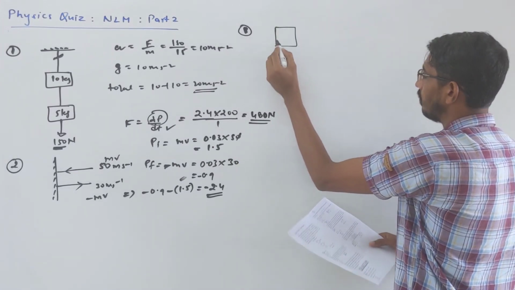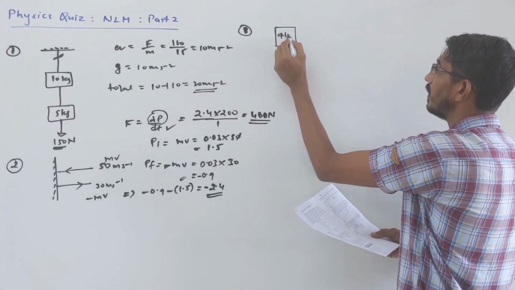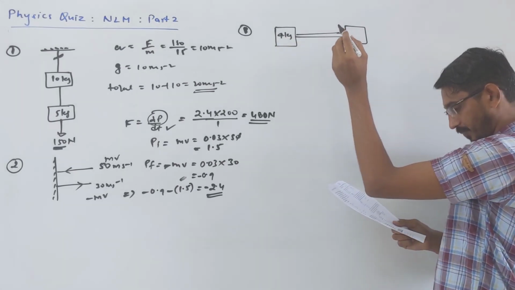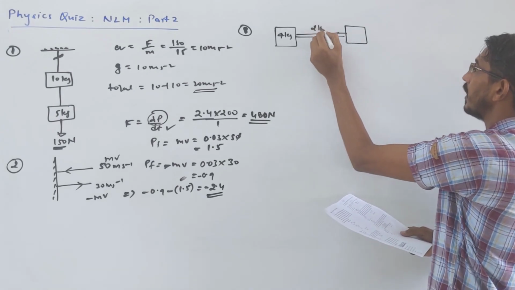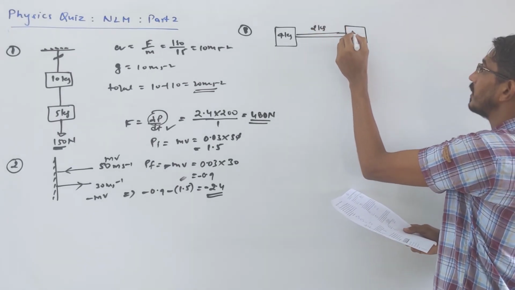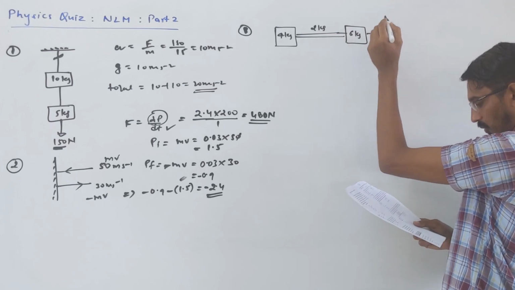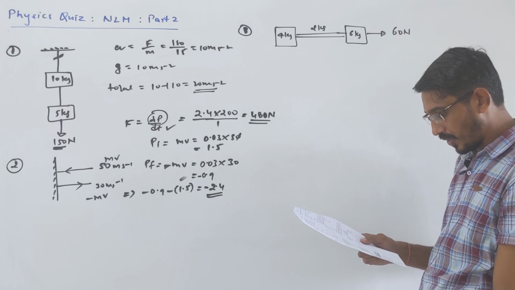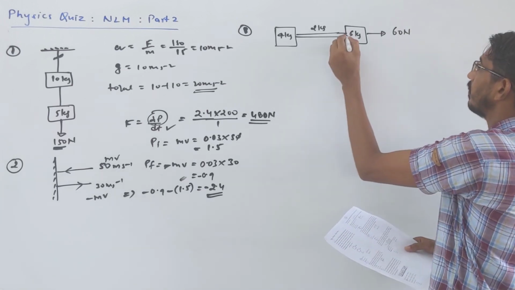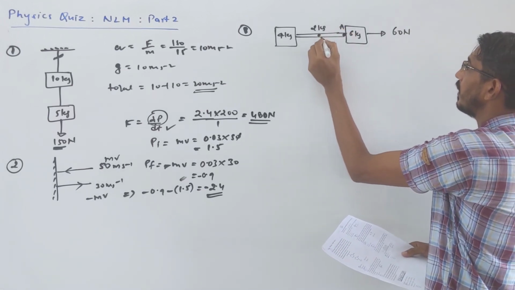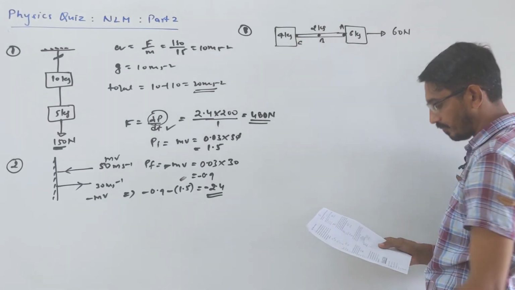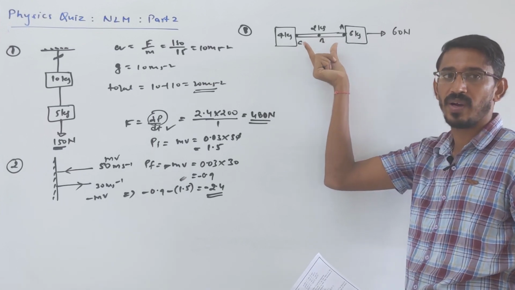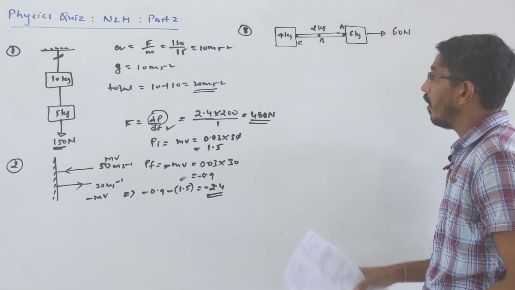Let's draw this block here, that's 4 kg. Then there's a heavy rope here, and another block here. The mass of this rope is given as 2 kg, and this is 6 kg, and here we have an applied force of 60 Newton. We have to calculate tension at 3 points: point A here, point B here, and point C. Here they did not clearly say what point B is, it looks like the midpoint of this rope. Okay, let's calculate.